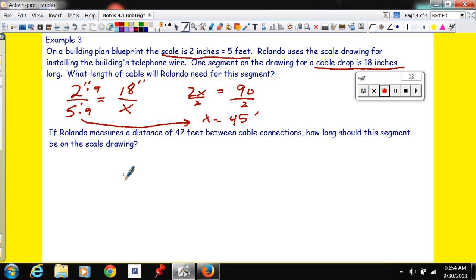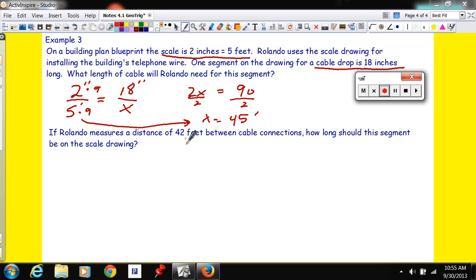Let's switch it up here a little bit. If Rolando measures a distance of 42 feet at the building site, how long should the segment be on the scale drawing? This time he wants to test the scale drawing to see if the scale is right. So he measures in the building, he measures 42 feet. Then he goes back to the scale drawing and measures it out. What should it be on the scale drawing? I'm going to give you about a minute or two to see if you can.